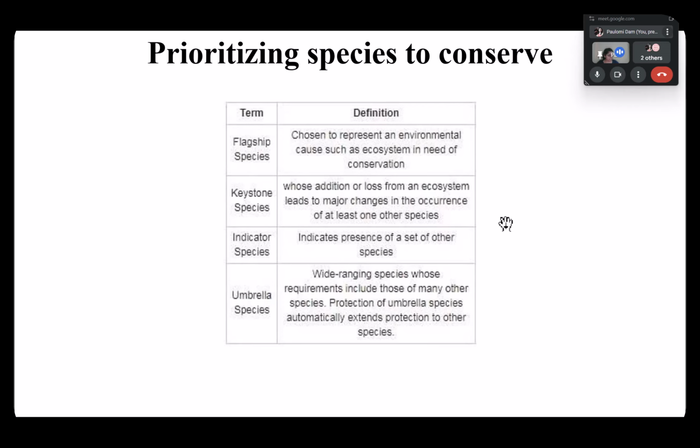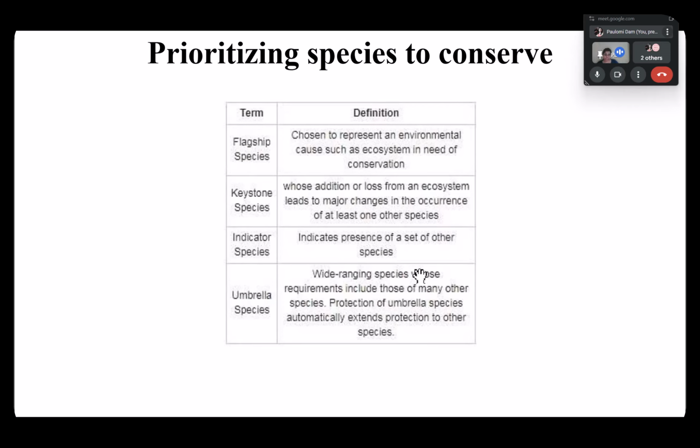Next, you have indicator species. We know mosses, we know lichens, which indicate certain facts or certain features about, let's say, the environment, or certain features about another set of species. And then you have umbrella species, which is one of the most important.